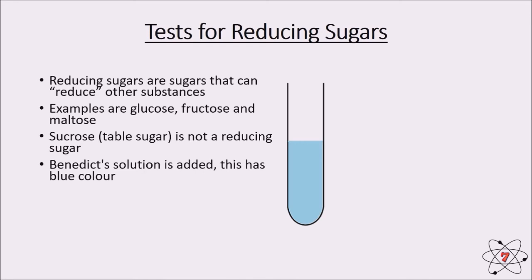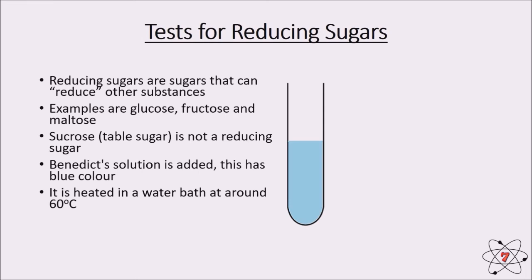Now, in order to test for reducing sugar, we use something called Benedict's solution. Now, Benedict's solution is normally a blue colour, and we place that Benedict's solution into a water bath and we heat it with our food to about 60 degrees Celsius. We don't want it too much hotter than 60 degrees because it will no longer work, but we don't want it too much cooler than 60 degrees because the reaction won't take place.